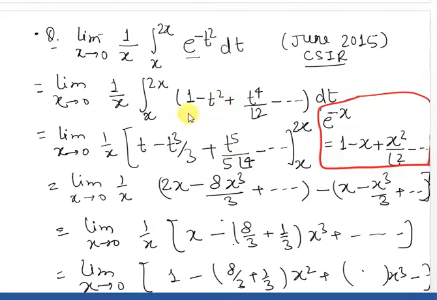So here this series converges to e to the power minus t square uniformly. So here we can do the term by term integration. Just integrate term by term and apply the limit, and it will become 2x, and this will become 8x cube by 3 plus some other terms also, but we are not interested in all those terms.